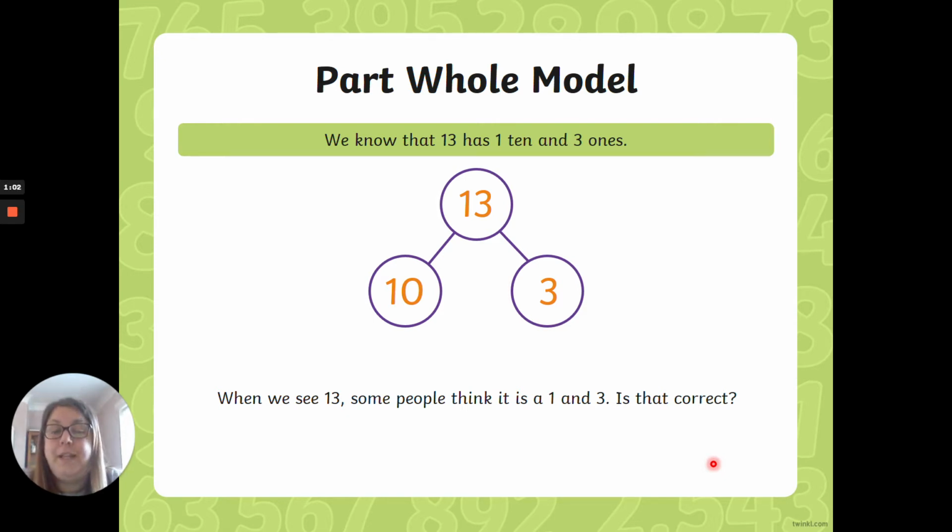And when we see 13, some people think it's a 1 and a 3. Is that correct? No, it's not, is it? Bit of a clue on the screen, isn't it? 13 is made up of 10 and 3, and that's what we've got to remember. Because if I wrote 1 and 3, does that make 13? No, 1 and 3 makes 4, so we wouldn't get the answer right.